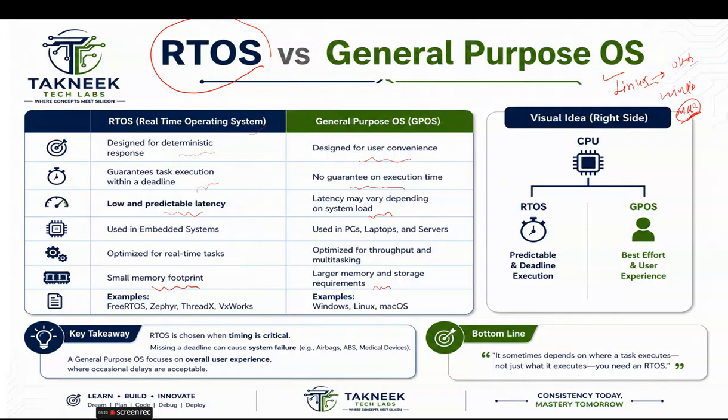There are some examples of RTOS, like ThreadX and VxWorks. These are very famous examples of RTOS. So the bottom line is, if you want predictable and deadline-based execution, you go to an RTOS. If you want best effort and user experience, you go to a general purpose operating system. Is that clear? This is the bottom line.